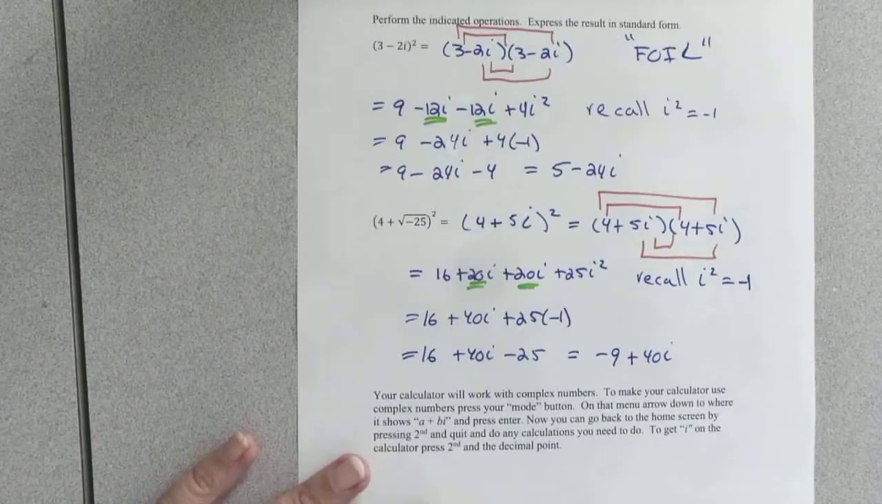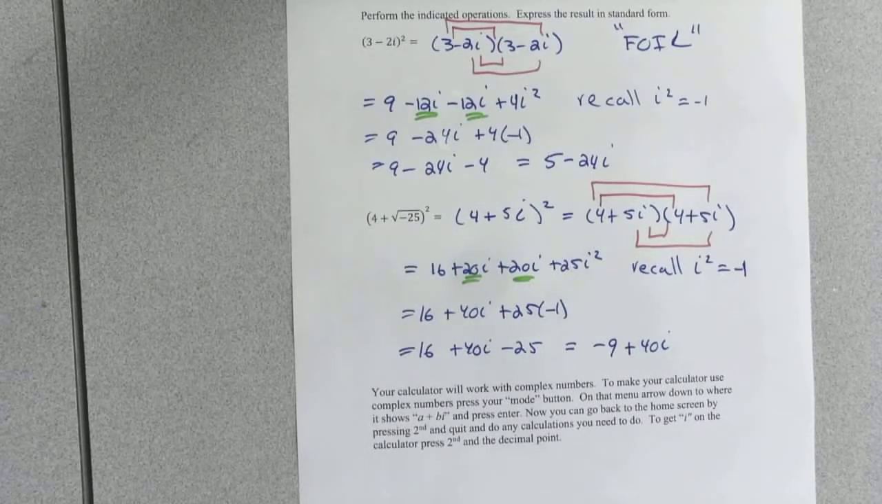Okay, not that any of this has been particularly hard, but your calculator will work with complex numbers. To make your calculator work with complex numbers, and again, this is a TI-83, 84. If you have a Casio or Sharp, I'm sure it probably does it too, but I don't know how to use Casios or Sharps. To make your calculator work with complex numbers, press your mode button. On that menu, arrow down to where it shows a plus bi and press enter. Now you can go back to the home screen by pressing second and quit and do the calculations you need to do. To get i on the calculator, press second and the decimal point.